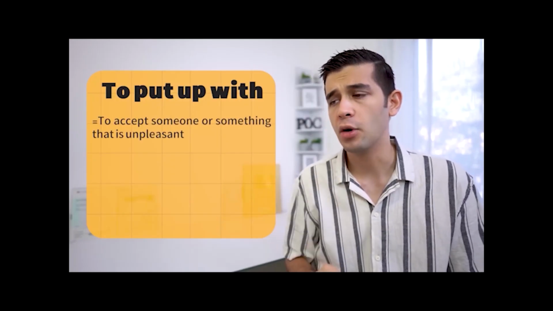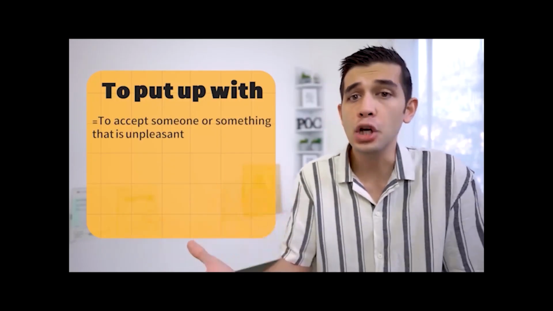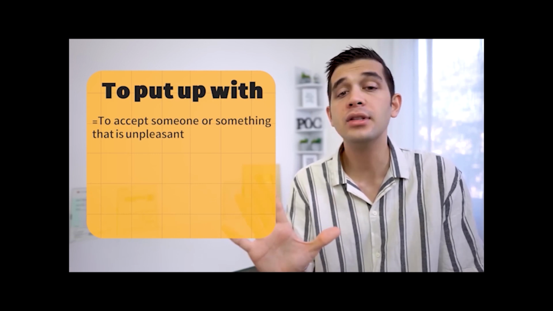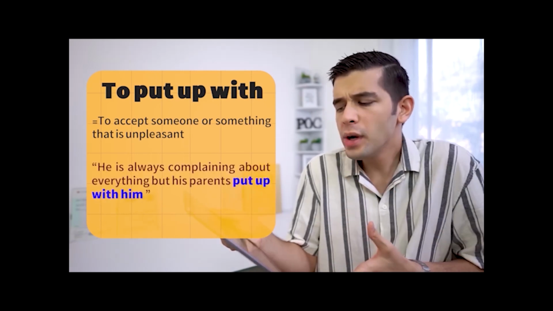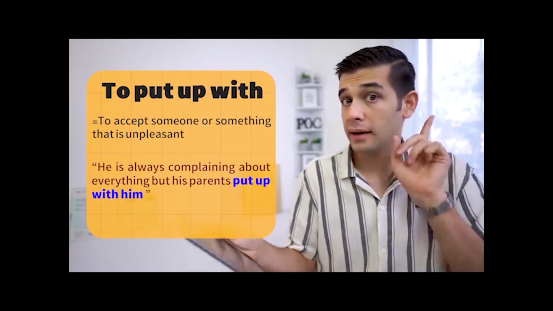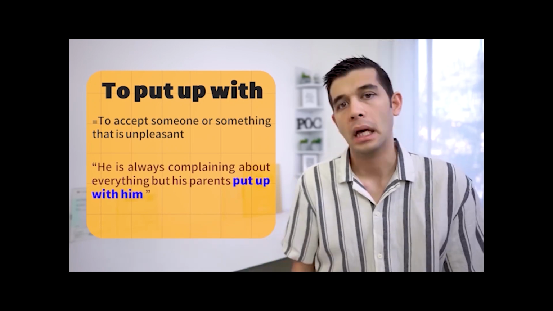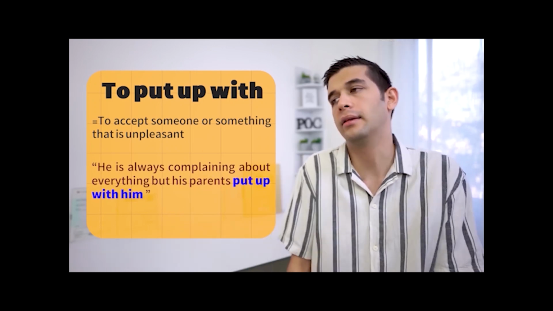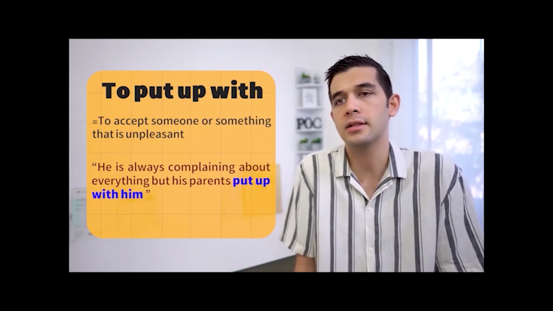This is also not correct. If you put up with something or if you put up with somebody, it means you tolerate without complaining. He's always complaining about everything, but his parents put up with him. I mean, he's annoying, but his parents say, that's our child. What should we do? Let's just tolerate.